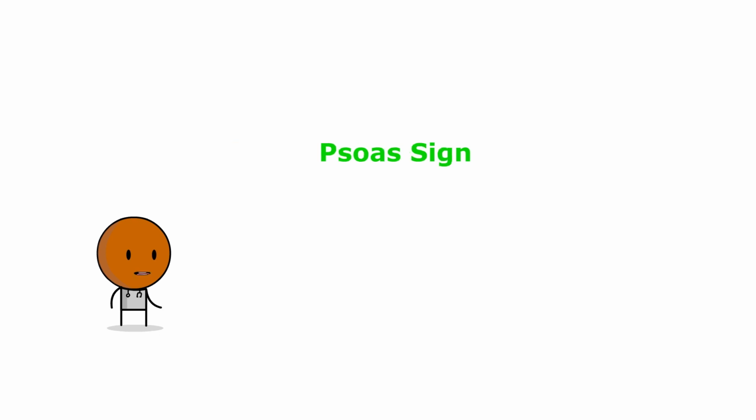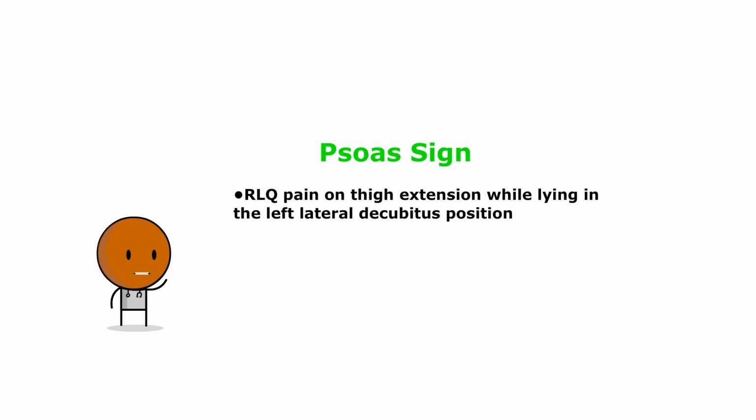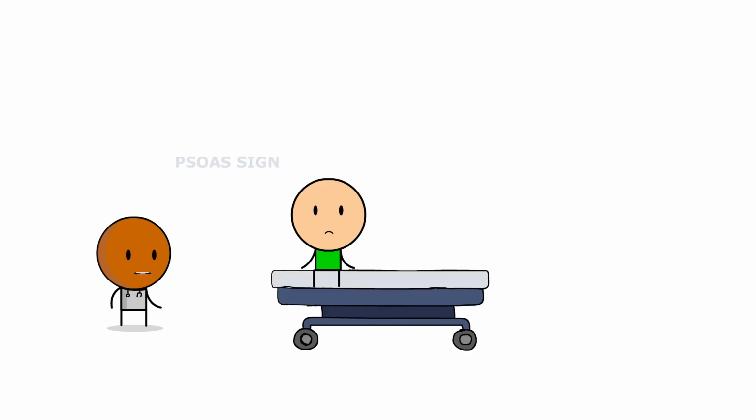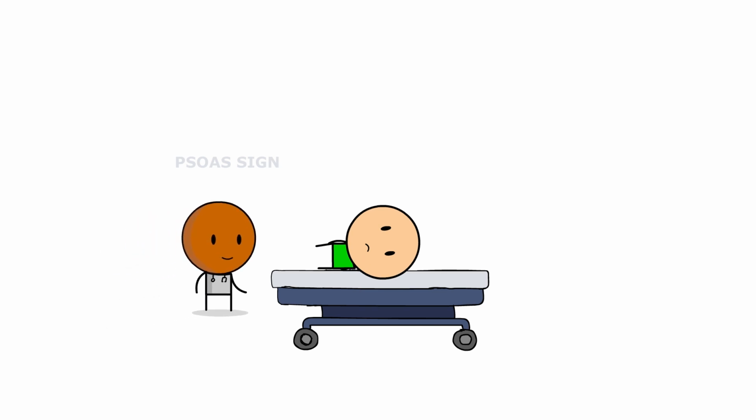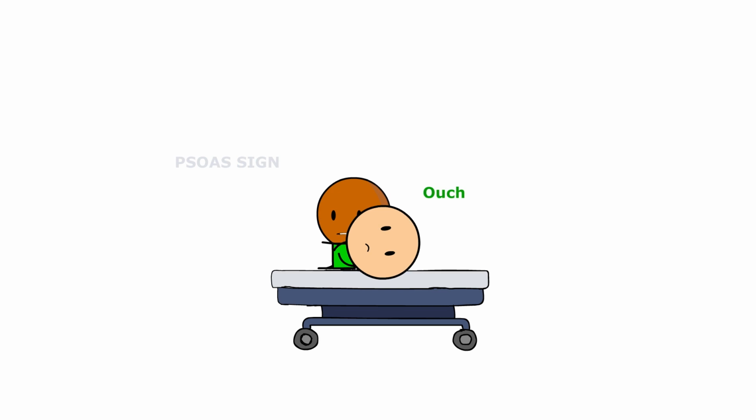So psoas sign is right lower quadrant pain on thigh extension while lying in the left lateral decubitus position. So we're in our left lateral decubitus position, and right lower quadrant pain when we extend the thigh.